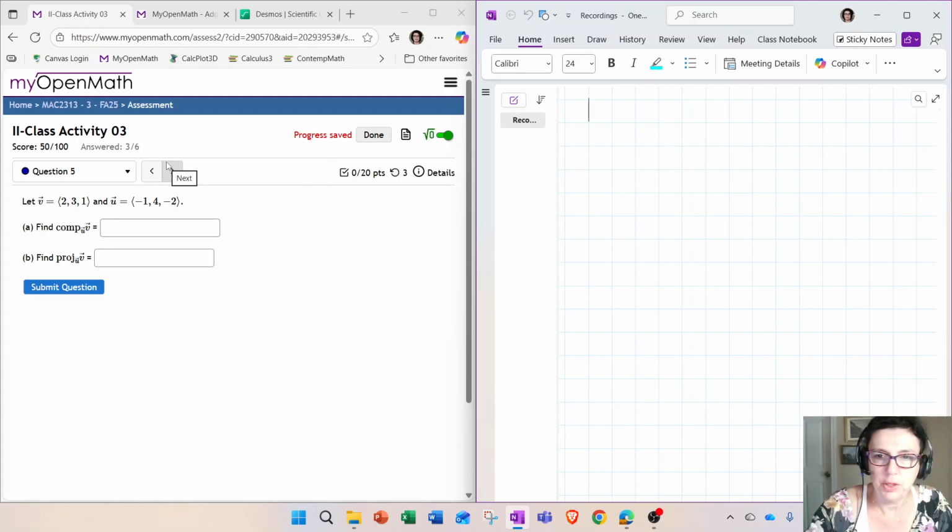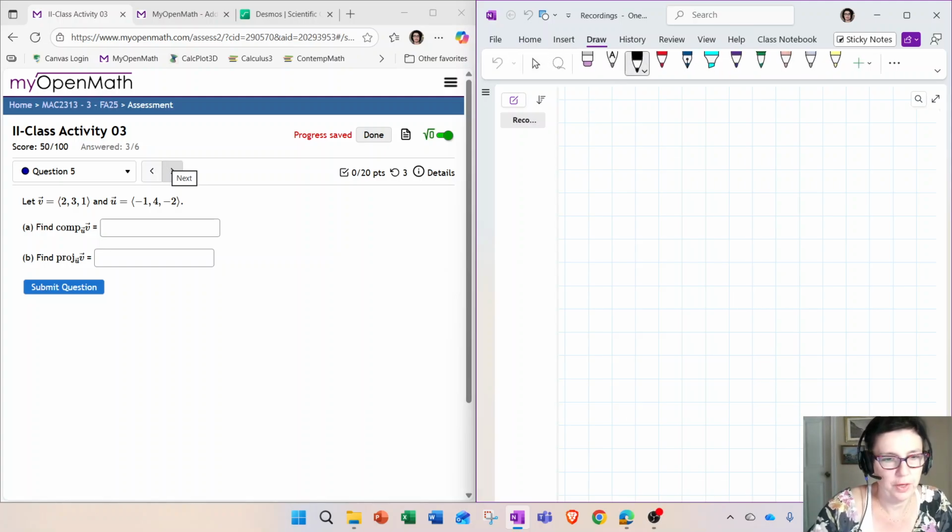Okay, guys, in this video, we are going to take a look at how to find the component of one vector onto another vector. So in this case, it's a component of v onto u. Okay, so what happens here? So let me show you.